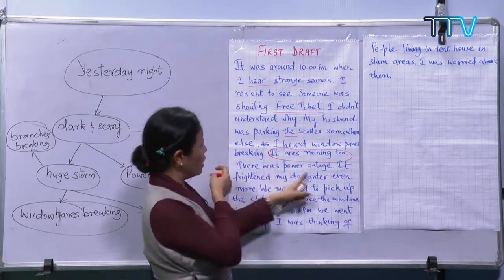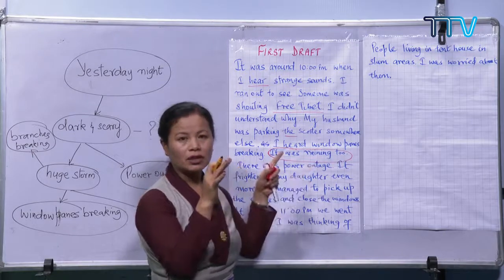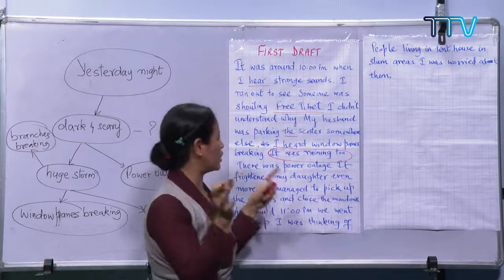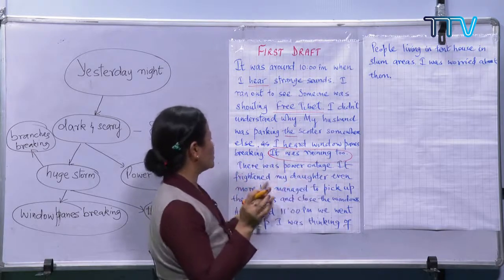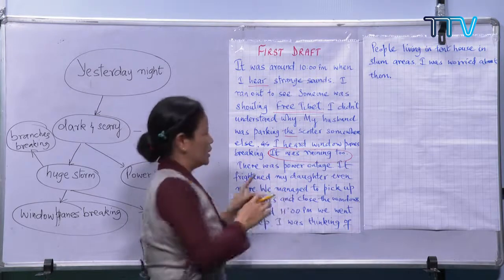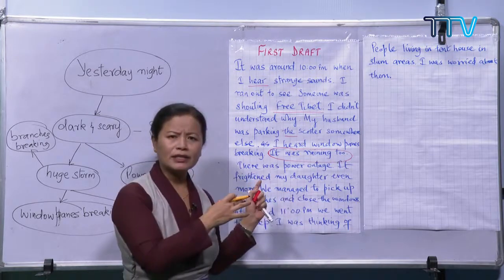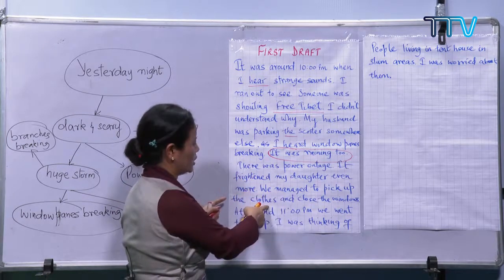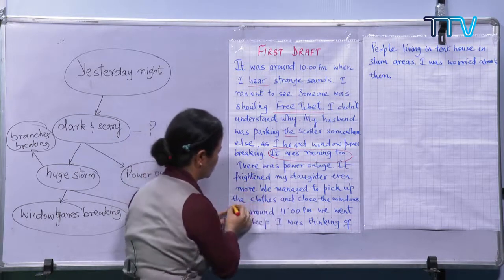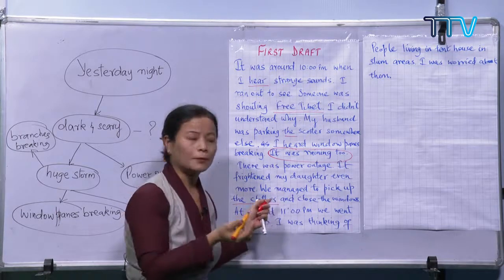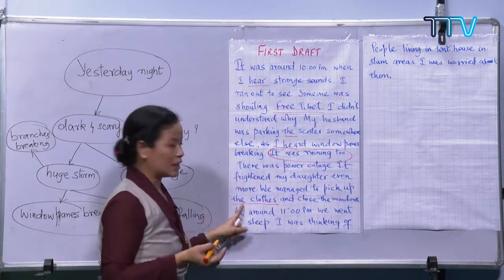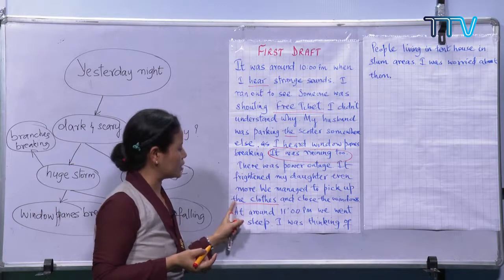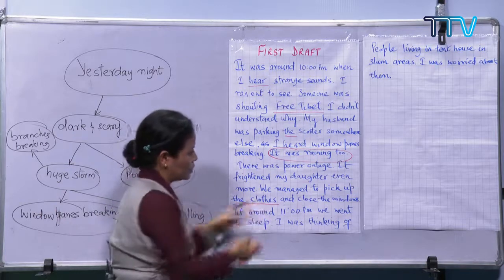There was a power outage. Okay, the electric supply went off, right? This is a power cut. It frightened my daughter even more. Does this mean she was already very frightened? Okay, we managed to pick up the clothes and close the windows. Now the clothes, which clothes? Again, I have made some mistake here, right? The use of definite articles here. Which clothes? And close the windows.